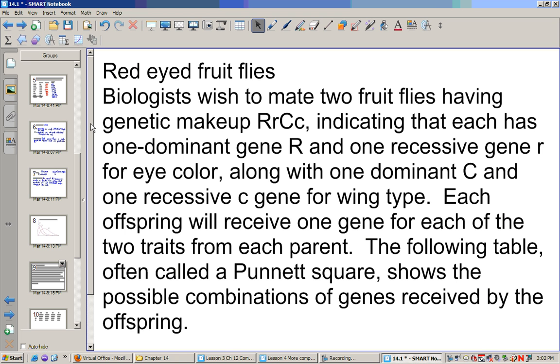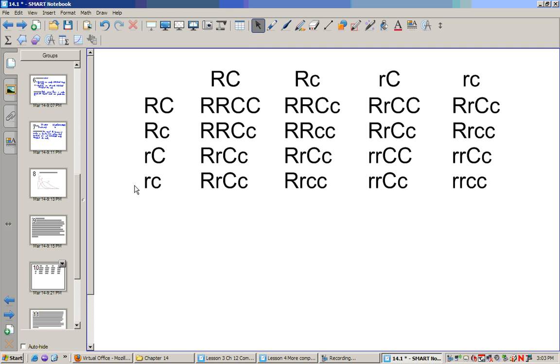All right, here's another example, a biology example. Red-eyed fruit flies. Biologists wish to mate 2 fruit flies having genetic makeup of big R, little r, big C, little c, indicating that each one has 1 dominant gene and 1 recessive gene for eye color, along with 1 dominant gene and 1 recessive gene for wing type. Each offspring will receive 1 gene from each of the 2 traits from each parent. The following table is often called a Punnett table and shows possible combinations of genes received by the offspring. So here it is.